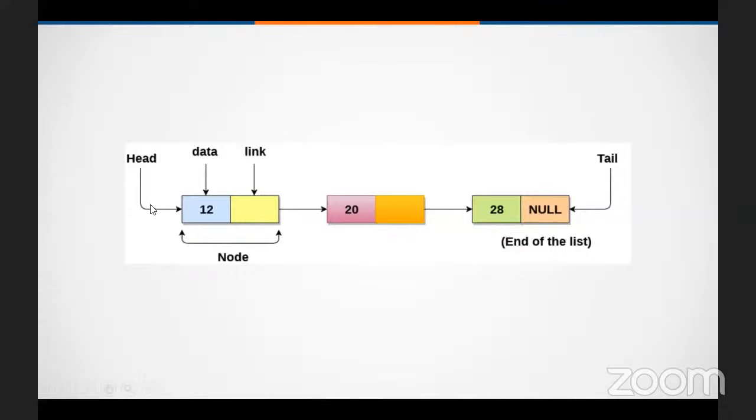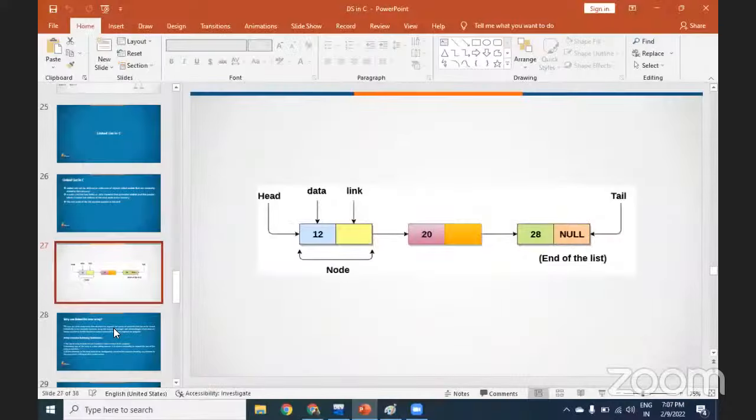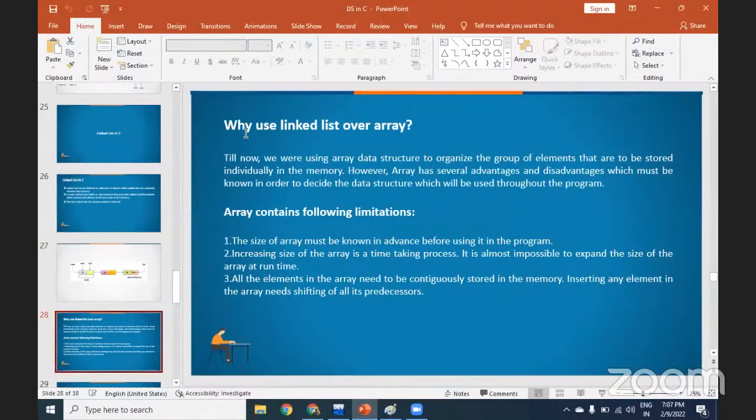If you observe this diagram, this is a node which consists of two fields. One is the data field, the other is the link field. The data field holds some integer. The link field consists of the address of the next node. Assume that the address of the next node, 20, is 1002. This address will be stored here. I'll explain that in more detail, but before that, I'll complete the theory.